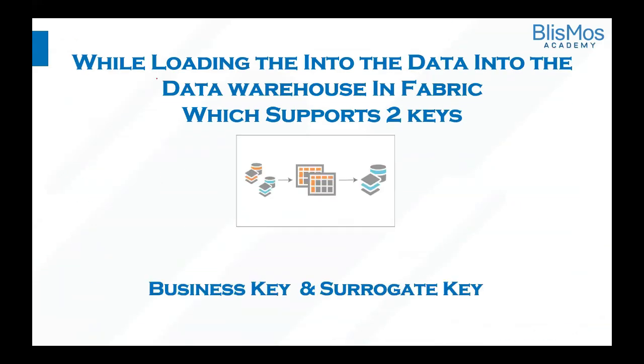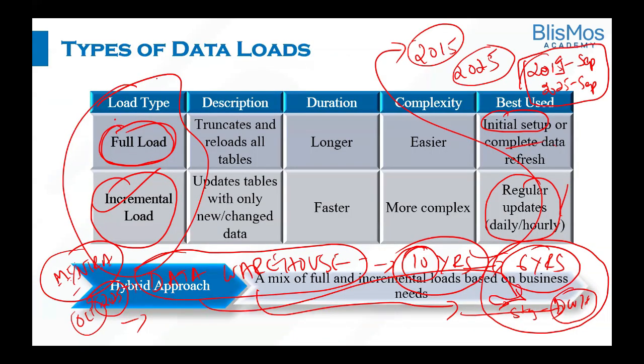Sorry to interrupt you, sir. Yeah, please go ahead. Sir, in the previous slide, we have seen that for full load the complexity is easier, and for incremental load it is more complex, right? So what I understood is that full load is a large amount of data, but the complexity is easier. In the incremental load, we are checking all the rows to see whether they are changing or updating, so it takes more time than the full load. Is it so? Because for the incremental load the complexity is more. Yes, you observed it, right?